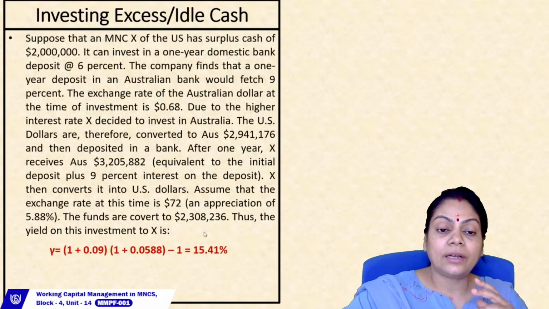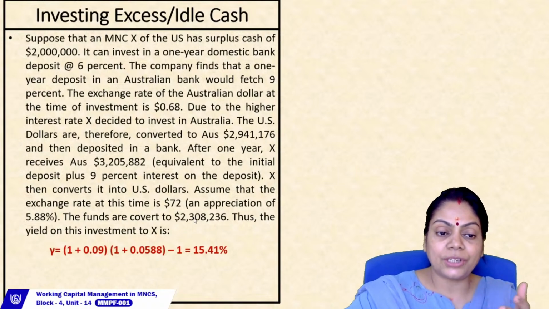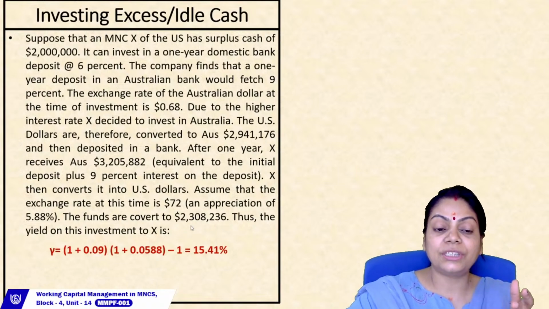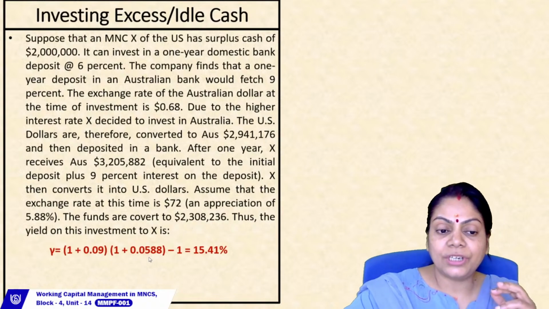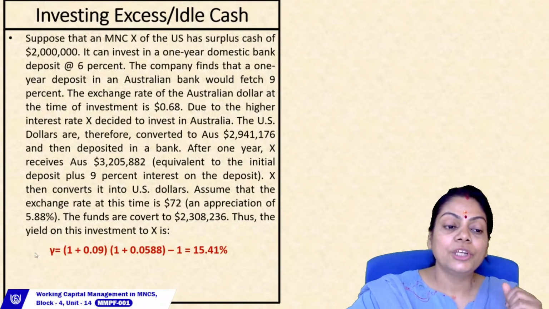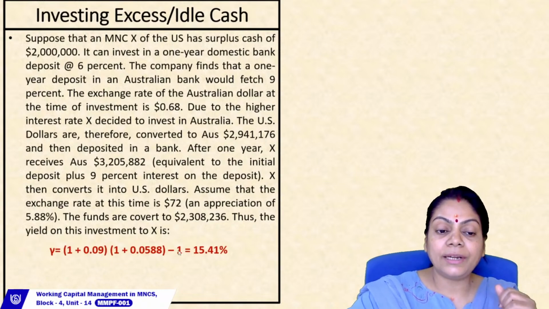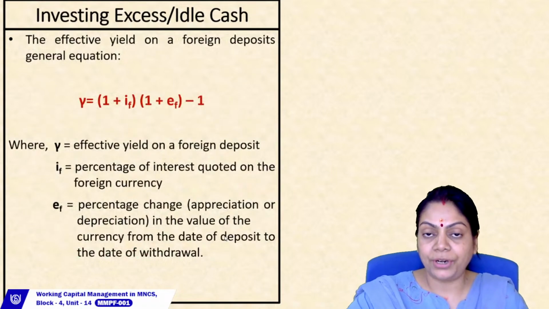In my example, the appreciation, or the percentage change in the exchange rate, works out to 5.88%. In decimal figures, it is 0.0588. So if we calculate the net impact, that is basically the effective yield on your foreign deposit.